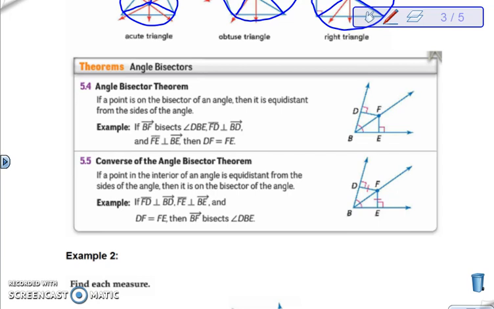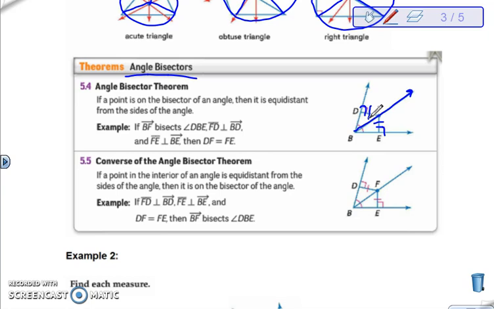This is going to lead us into our angle bisector theorem. So before we said, a bisector means it cuts it in half. So an angle bisector simply cuts the angle in half. If we draw a bisector and put the little right angles, that means that these two segments are congruent. The converse is true as well.